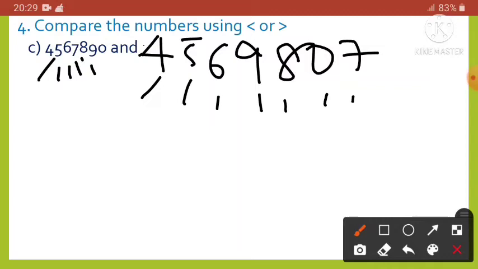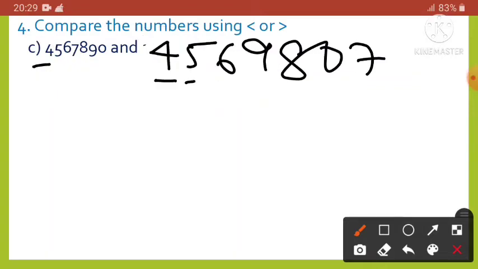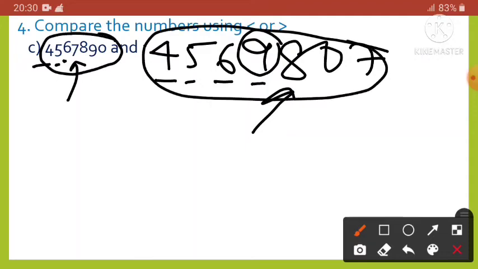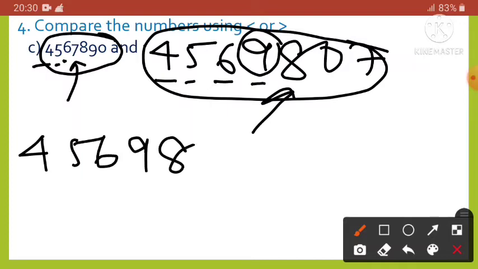So now just compare the numbers from the extreme left for both of the numbers. Here is 4, here is also 4. The next number is the same for both, and the next number is 6 for both of the numbers. The next number is 9 for the second number, and the next number is 7 for the first number. So which is greater, 9 or 7? 9. So this number is greater than this number. So we have to write it that way: 4569807 greater than sign.